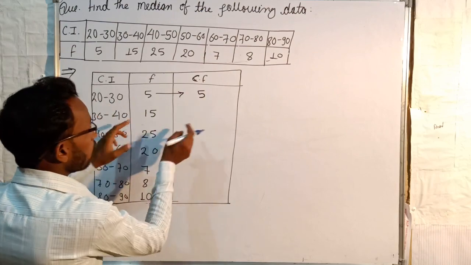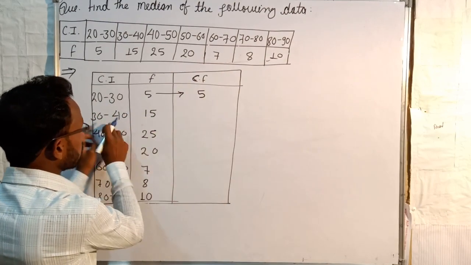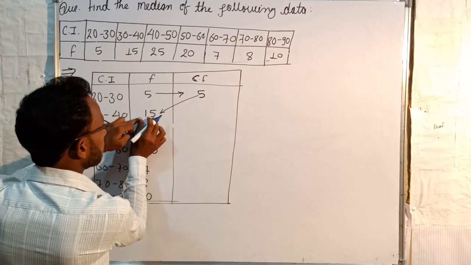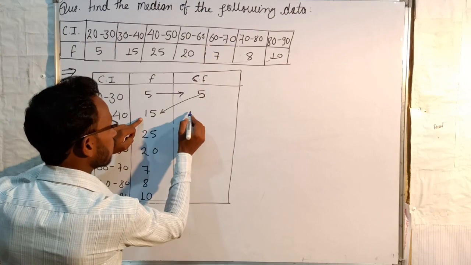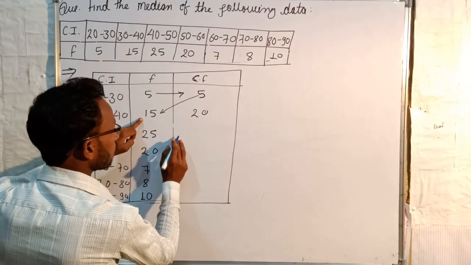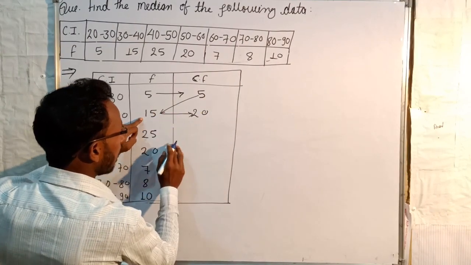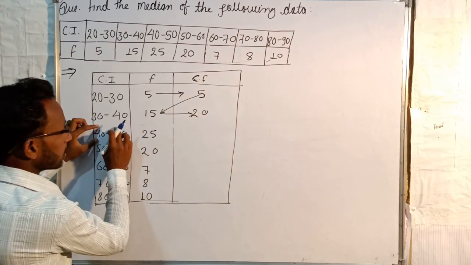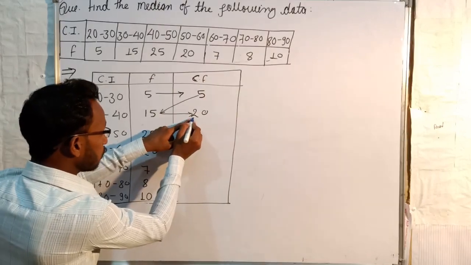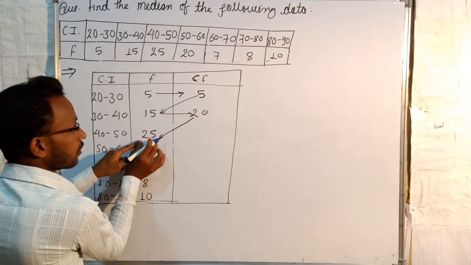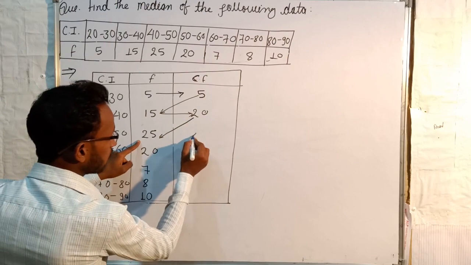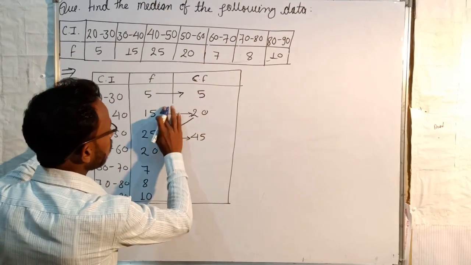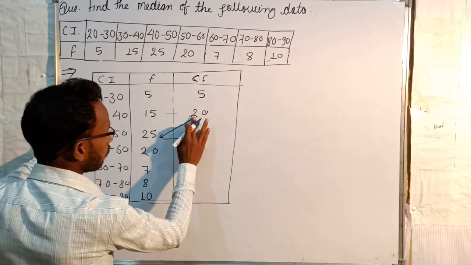If you want to find the cumulative frequency of the second class interval, you will have to add this 5 to this 15. 15 plus the previous 5 is equal to 20. You will write it here. And for the third class interval, you add the previous 20 to the next frequency, then you will get 45. You will not have to draw arrows, but I have drawn them here for your help.